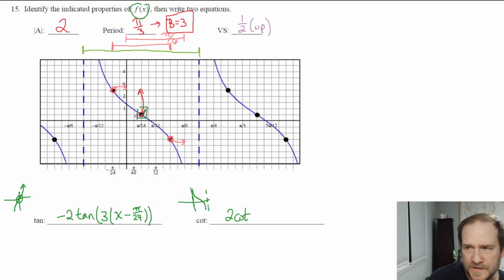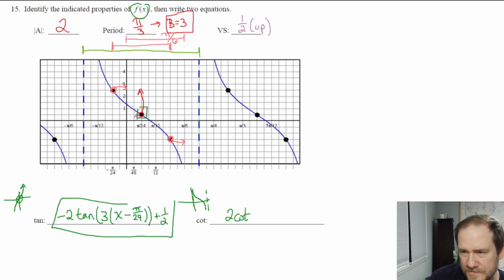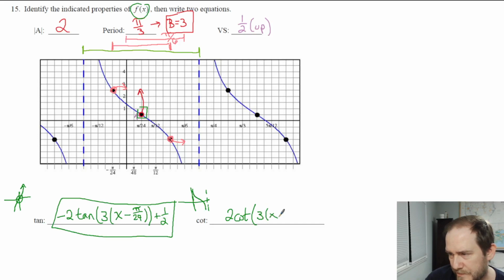Then we've got that little kick up, a little vertical shift, that's just half a unit up. But that should do it. This equation in tangent should model this function. Then over here, the cotangent equation would just be the same thing largely. It would be 3 times x plus or minus somebody plus 1/2.